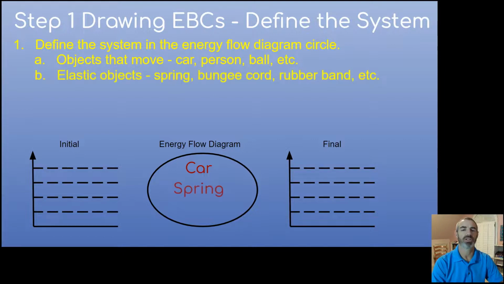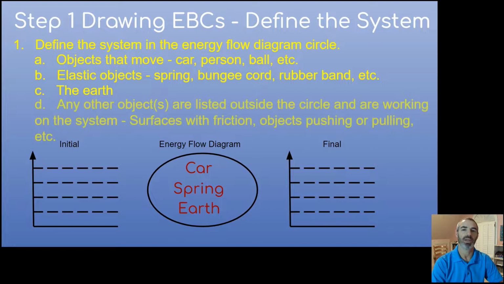Any elastic objects, such as a spring, a bungee cord, a rubber band goes in. Anything that can snap back to an equilibrium position, not like silly putty or Play-Doh that would stretch but not go back to an equilibrium. It just stretches and that's it. And then we're also going to include the earth in the system, and that accounts for us having gravitational potential energy.